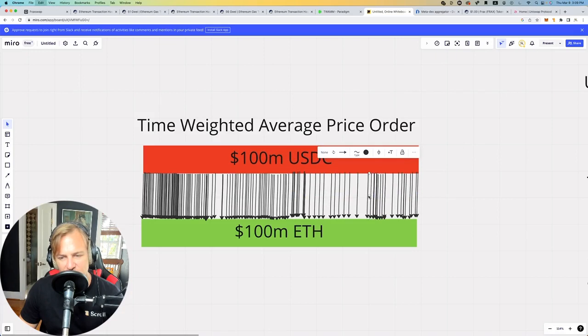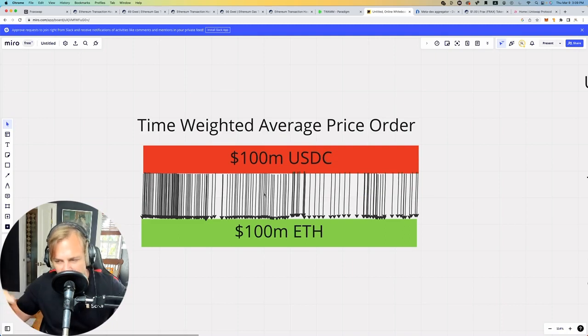And then at the end, your order execution price should be very, very close to whatever the average price for that asset was over the time period, because you're just selling little chunks at a time and not doing a big order all at once.